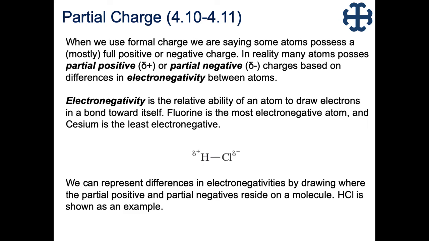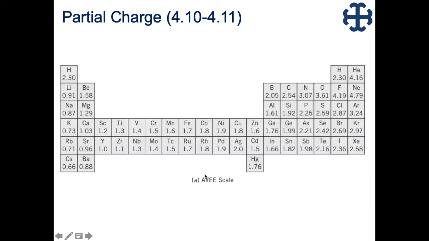Okay? And so if we want to draw differences in partial charges, for example, for HCl here, we can represent those differences in electronegativity where we have a partially positive side of the molecule, which would be our hydrogen here, and a partially negative side of the molecule that would be our chlorine. That is because this chlorine is going to be more electronegative than this hydrogen. And so you might say, how do we know that?